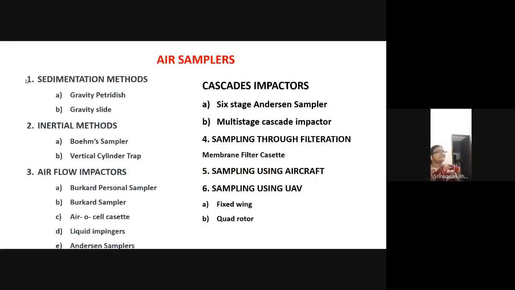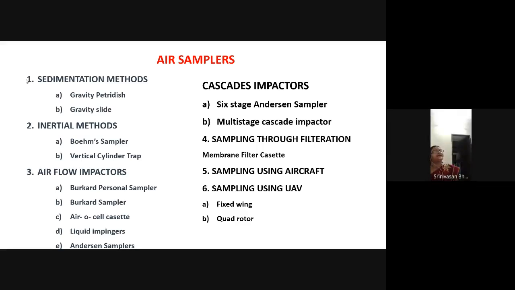So these air samplers can be categorized into various methods. How the air samplers are categorized into various methods of air sampling is as follows. It is categorized into 6 types. First is the sedimentation method. In the sedimentation methods, we'll see about the gravity petri dish method of air sampling, then the gravity slide method.